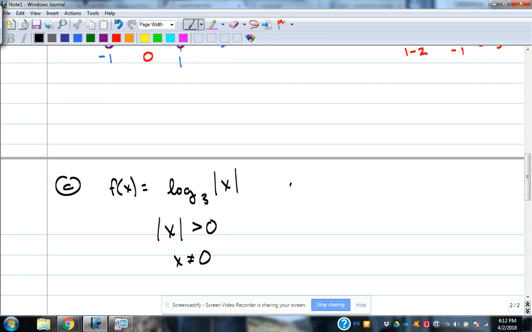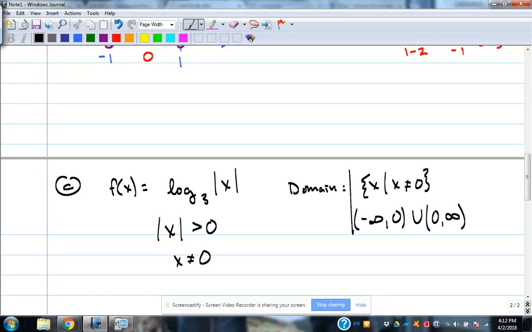So our domain, pretty easy on this one: all x's such that x does not equal 0. Interval notation would be negative infinity up to 0, union 0 to infinity. Pretty easy there with the absolute value when it's just plain x in there.